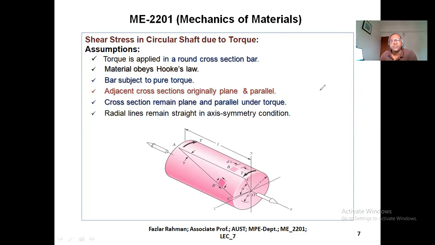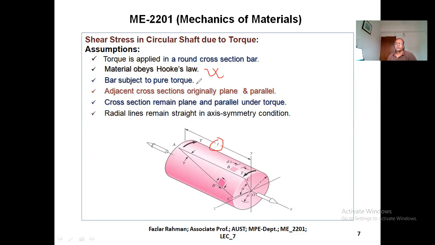We are thinking the length of the shaft is L, and torque is applied in a round cross-section bar, or you can say shaft. The material follows Hooke's law, homogeneous and isotropic. Although I didn't mention it, you can mention it, but it is subject to pure torque.